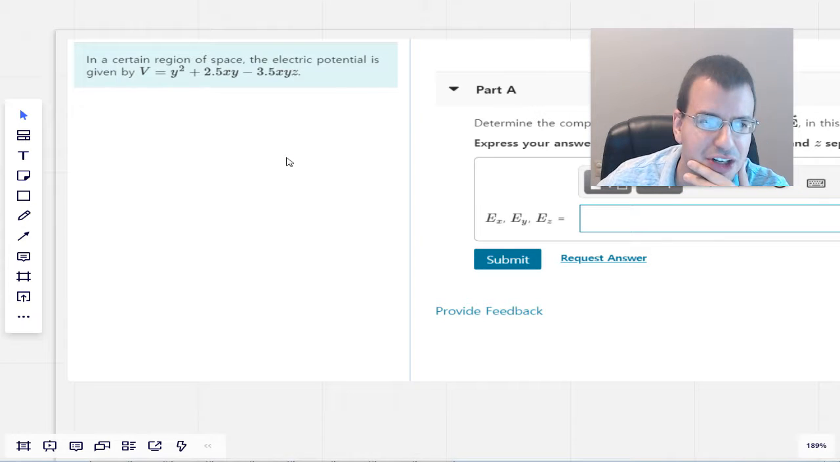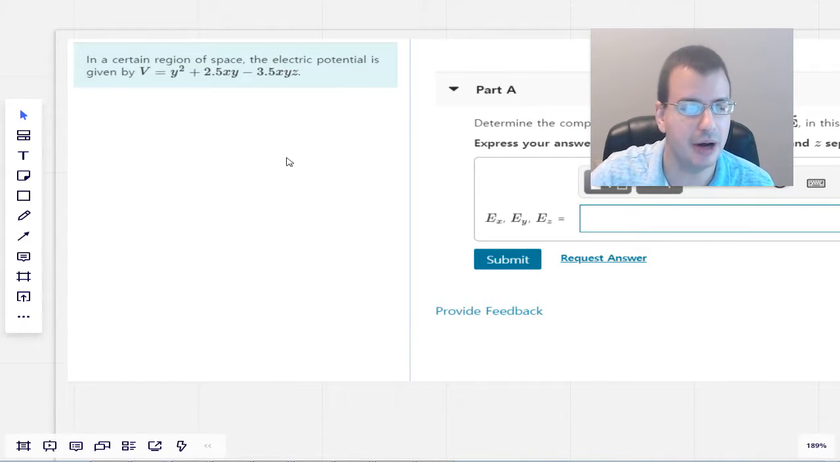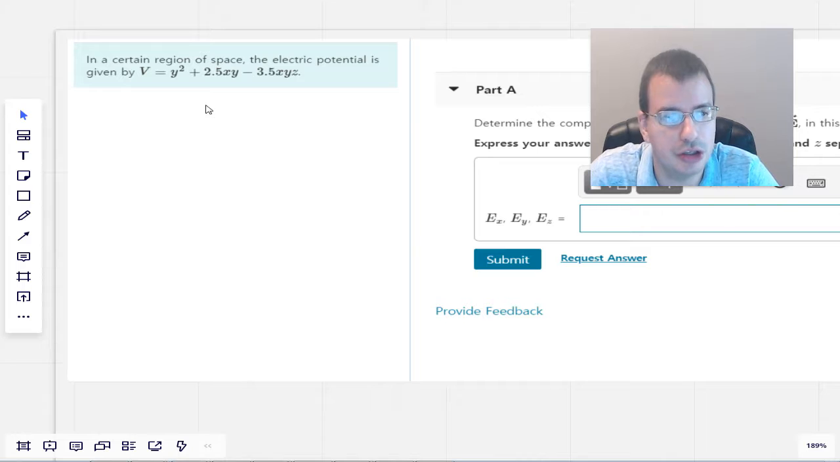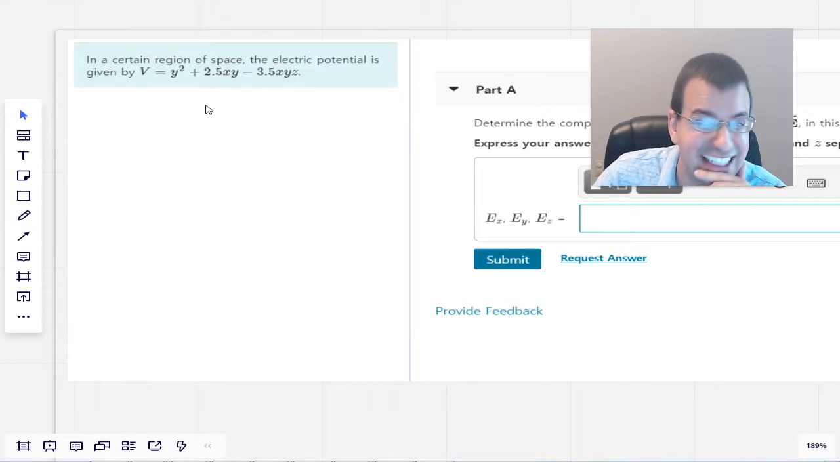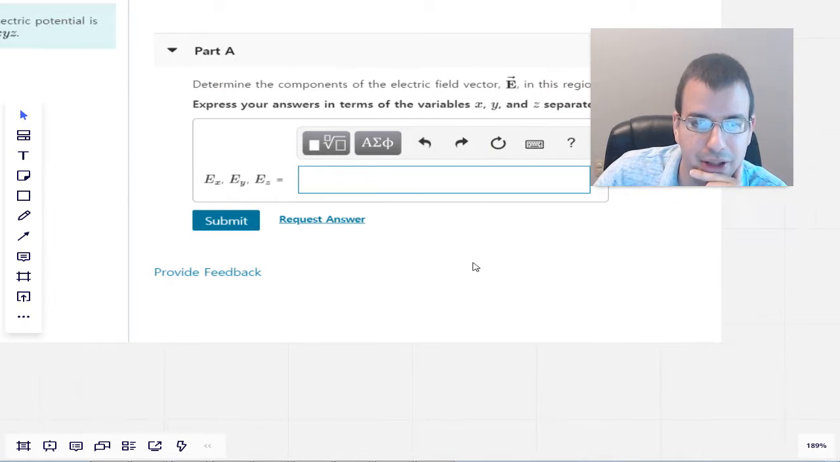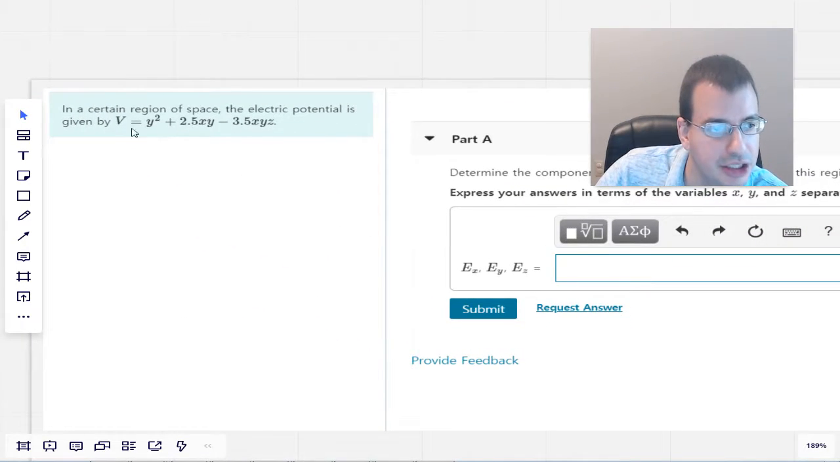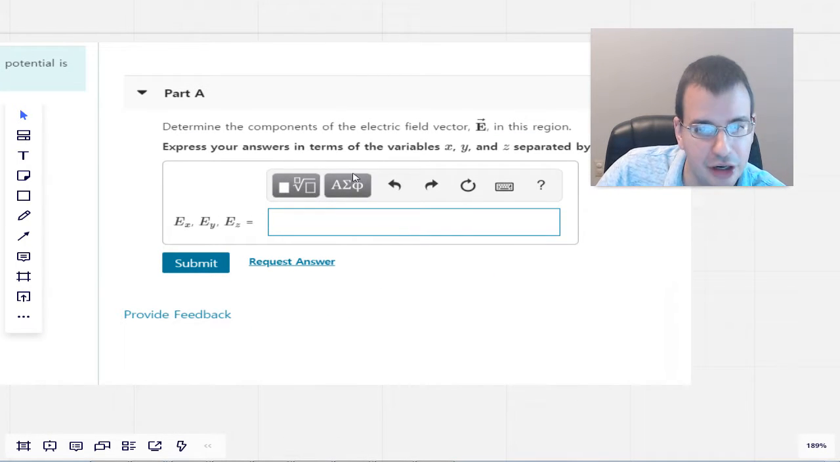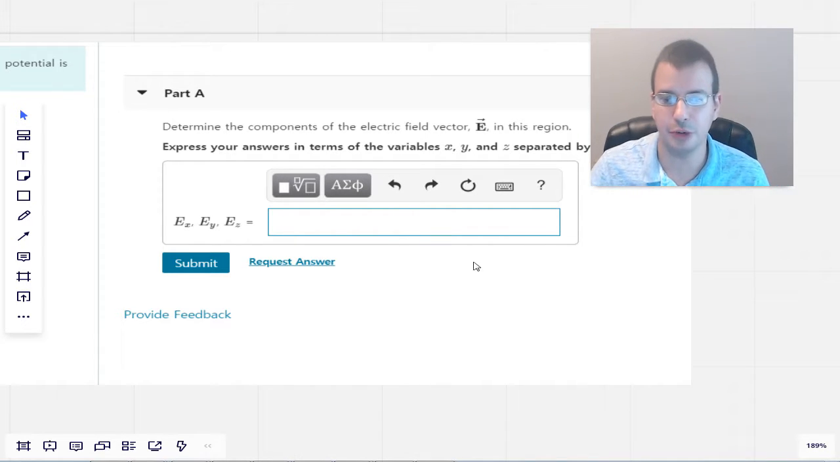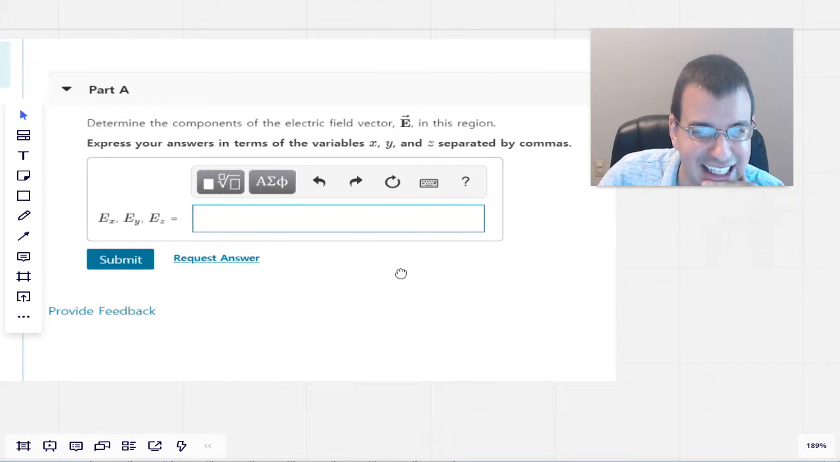In a certain region of space, the electric potential is given by V equals y squared plus 2.5xy minus 3.5xyz. Determine the electric field vector. One important point here is this electric potential is a scalar. We want to convert this scalar into a vector E in this region. Express your answers in terms of the variables x, y, and z separated by commas.